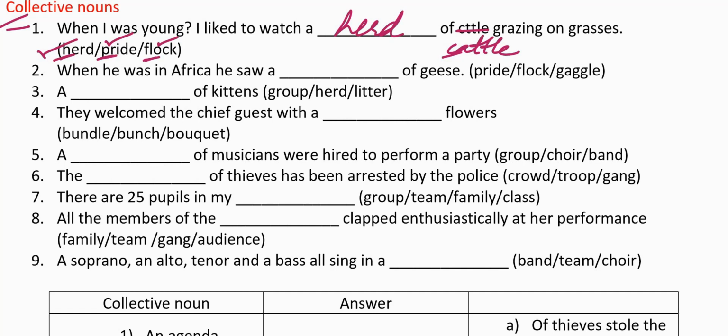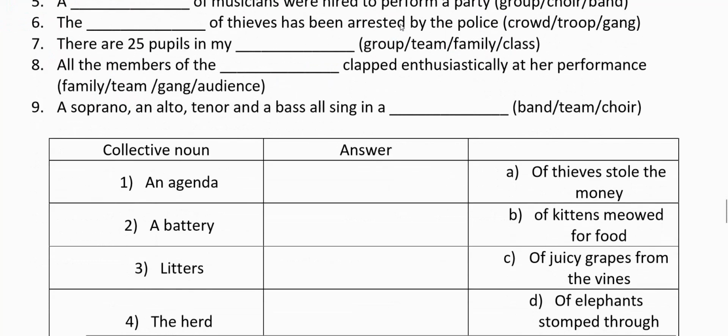When he was in Africa, he saw a dash of geese. Now, geese is the plural of goose. It is a wild duck. So, a group of wild ducks is called a gaggle. G-A-G-G-L-E. A dash of kittens. You don't say a bunch of kittens or a group of kittens or a herd of kittens. You say a litter of kittens. I have done 3 for you. I want you to do the rest of them. I'll explain the last one here.